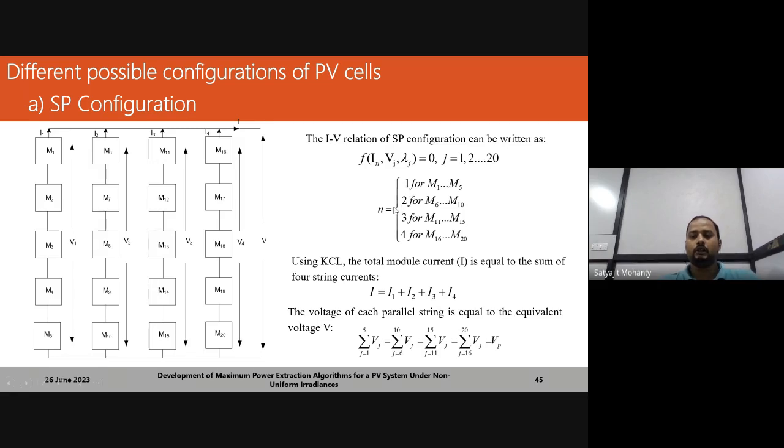So n is equal to 1 for M1 to M5, 2 for M6 to M10, 3 for M11 to M15, and n equal to 4 for M16 to M20. Because n is for the current, I equals I1 plus I2 plus I3 plus I4, and across it the voltage is for j equal to 1 to 5. All these sets of modules, the four sets, are parallel to each other, so it has the same voltage. This is the series parallel configuration.